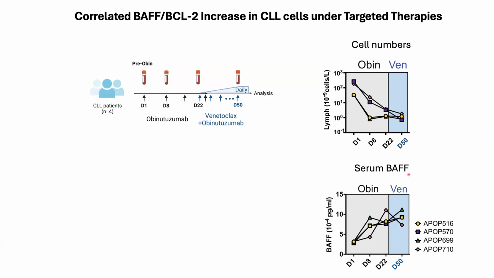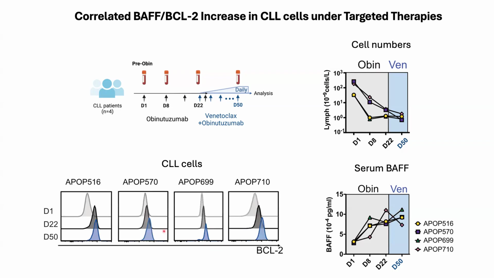If we assay the levels of BAFF in the serum of these patients, we can see, coincident with this decrease, obinutuzumab could also drive up serum levels of BAFF in these patients. And in some of the patients, that would increase even further with venetoclax treatment. If we look at the levels of BCL2 now in those CLL cells that are remaining, we can see that obinutuzumab, again shown in gray, was able to drive up the levels of BCL2 in all of these patients to varying extents, but in some it was quite an impressive upregulation. And then the addition of venetoclax on top of that, which could drive CLL down even further, would also increase BCL2 levels in the remaining cells.